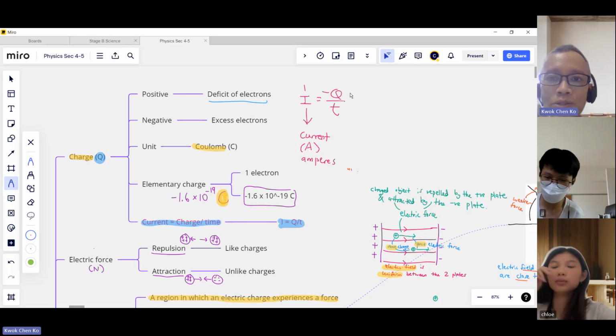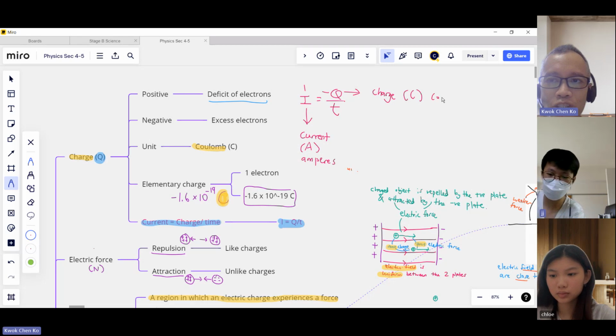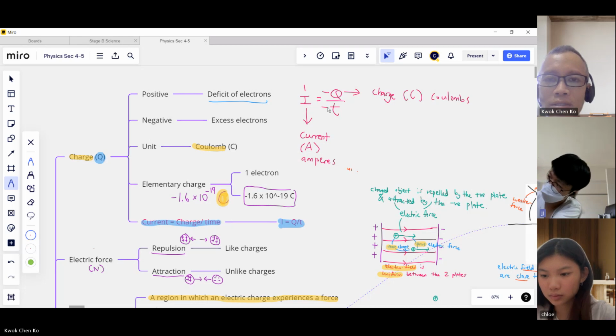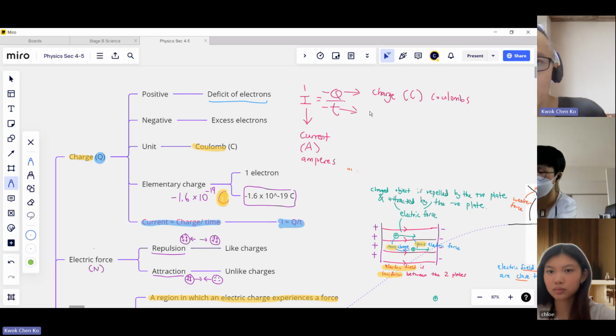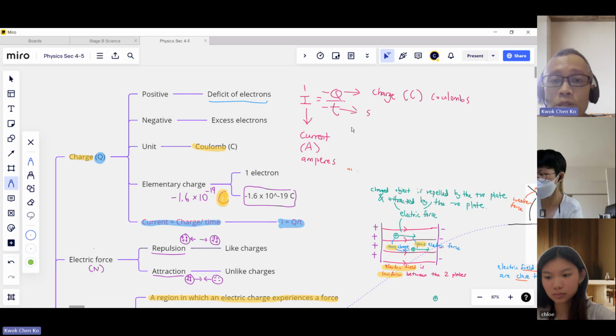Right. As for Q, come Jingjie, what is Q? Charge. Units for charge, Jingjie. C. Okay, so well, it stands for coulomb. And make sure you write it as a capital C. As for small t, again, you should be familiar with this by now. It stands for time. Obviously, make sure you use the SI units of seconds. So this is the only formula that you will encounter in this particular chapter, right?